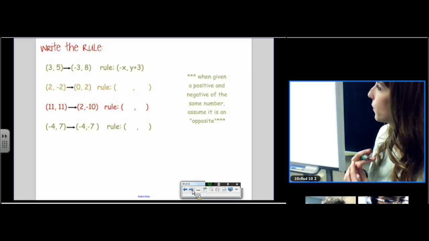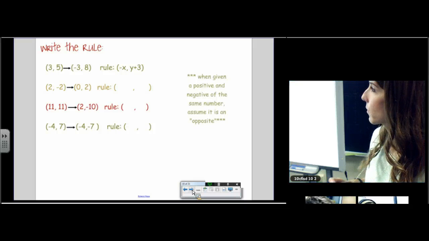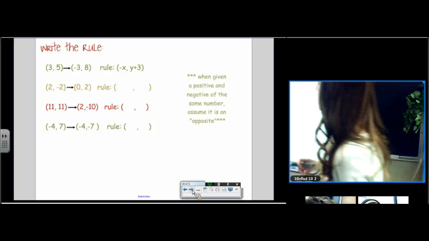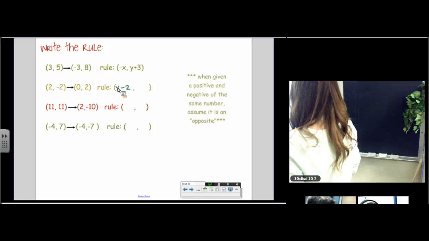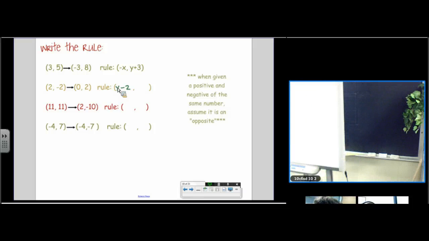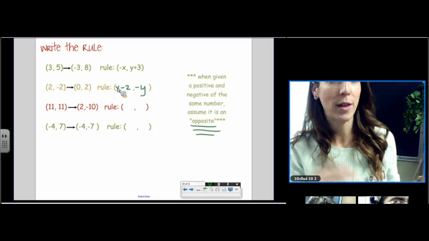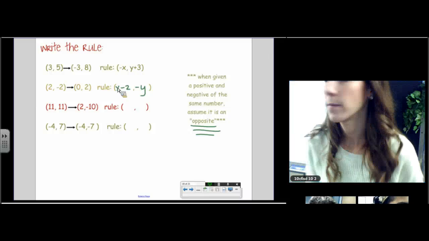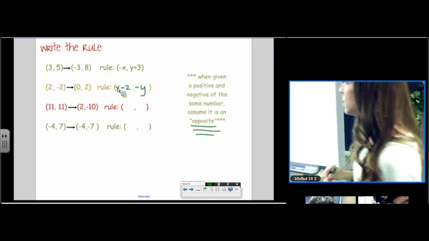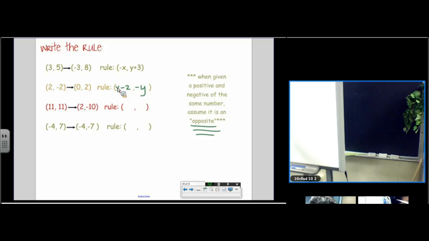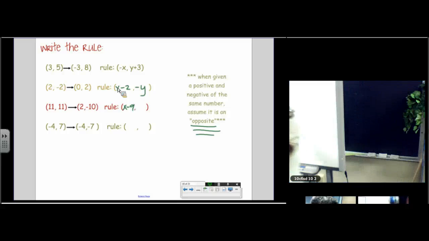Okay, let's try to write the rule for each of these. 2, negative 2 becomes 0, 2. So what is that? What happened? We did x minus 2. And then negative 2 became 2, so it would be negative y. And this note right here is to say, instead of doing y plus 4, you write the negative of the y. Okay. 11, 11 became 2, negative 10. So that would be x minus 9. And then, whoa, y minus 21.